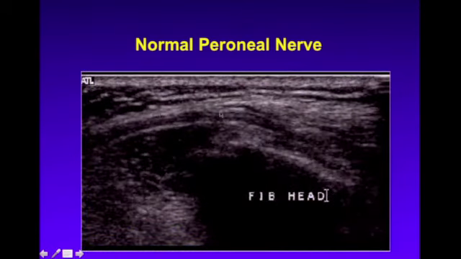And as it continues to come down, it will cross over the head and neck of the fibula, and then it'll divide into the superficial and deep branches into the calf.